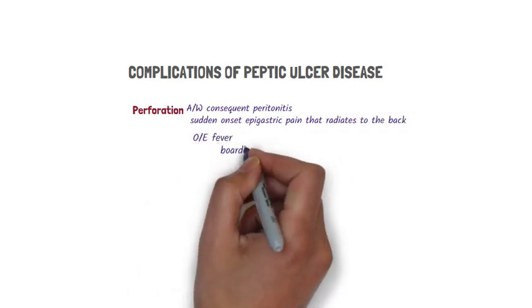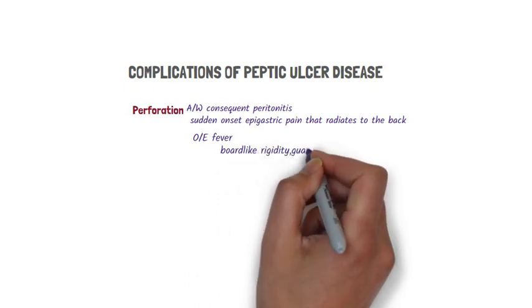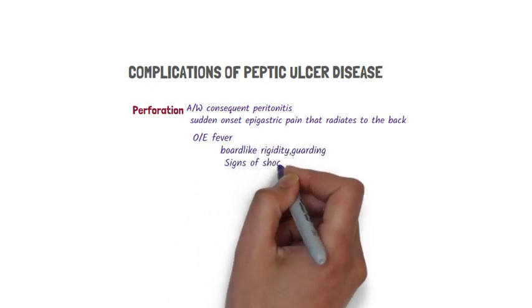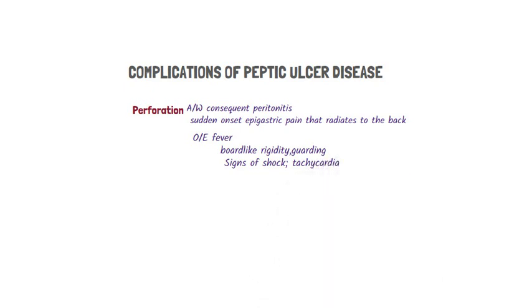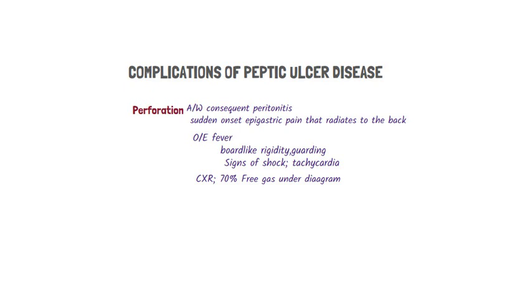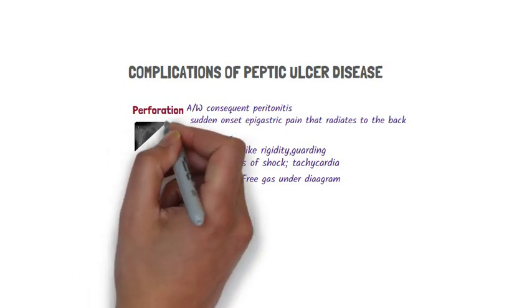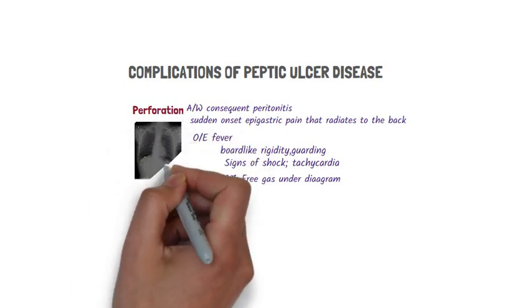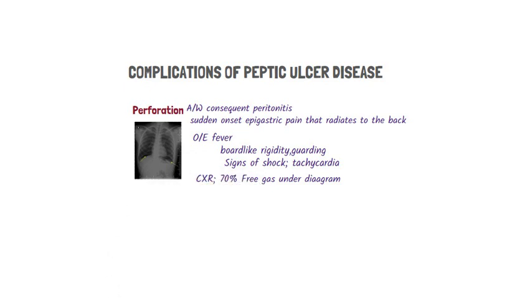to the back. On examination, you will find fever, you will find board-like rigidity and guarding, signs of shock such as tachycardia. On a chest x-ray, 70% of PUD have free gas under the diaphragm as indicated in the diagram.